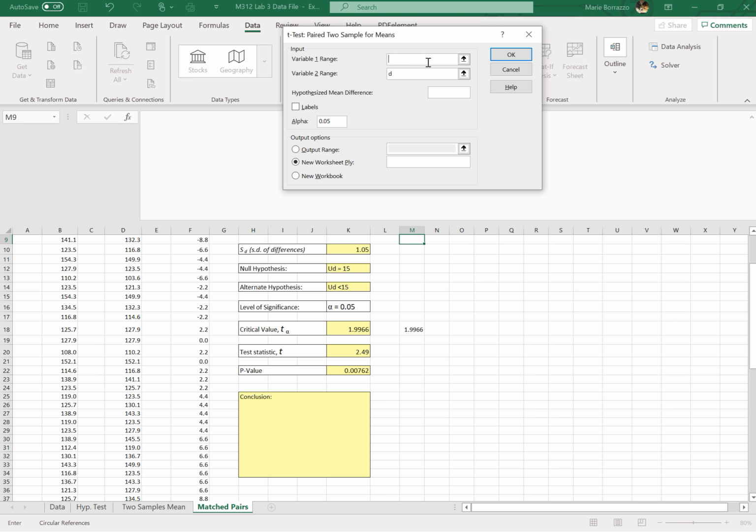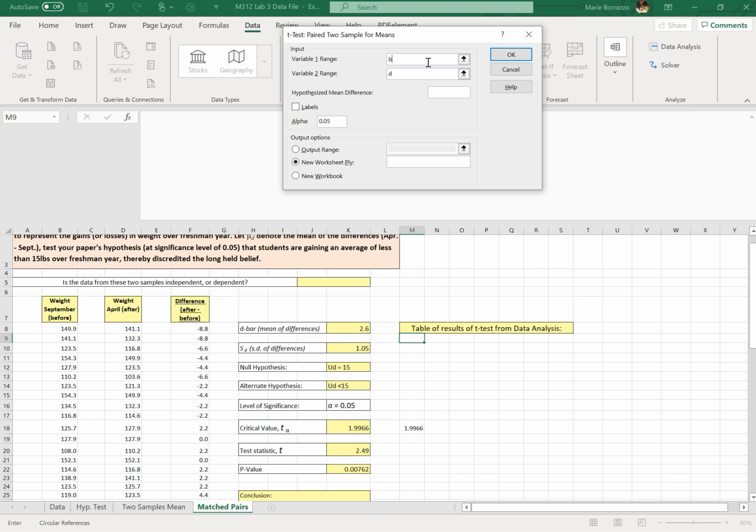I'm going to do it from B8. It likes the dollar sign, so I'll use the dollar sign. Notice that we're at B8 and all the way to B colon again, 74. We need a dollar sign. Same thing again: dollar sign D, dollar sign 8 colon, dollar sign D, dollar sign 74.